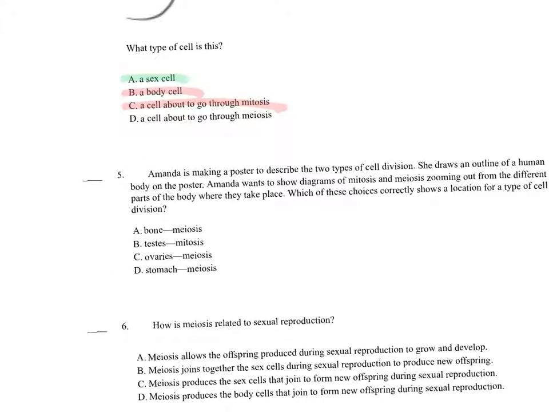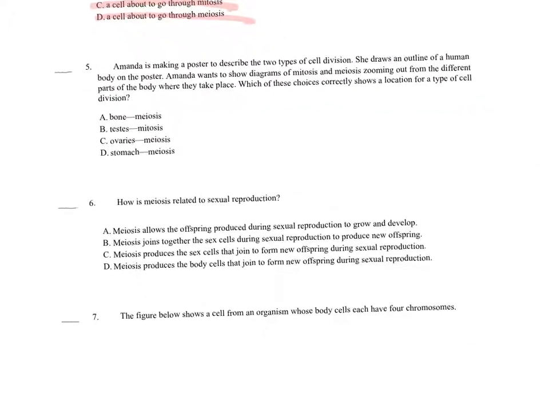"A cell's about to go through meiosis." No, it's not going to. It just finished meiosis, right? It finished meiosis and then spermatogenesis, and it's done. So that's not right. Amanda is.